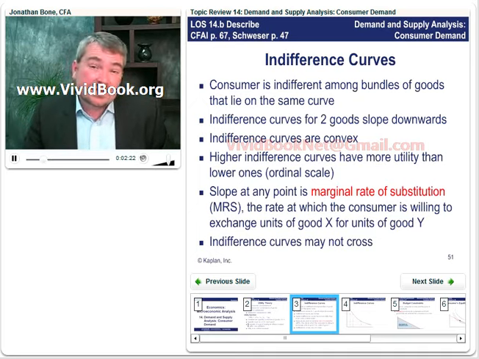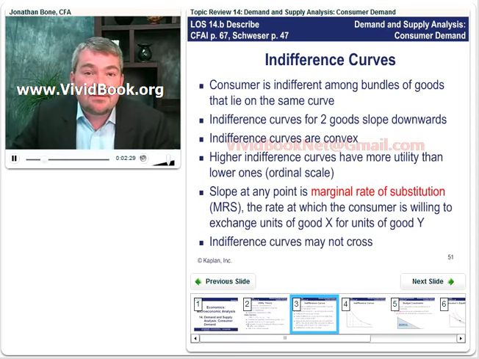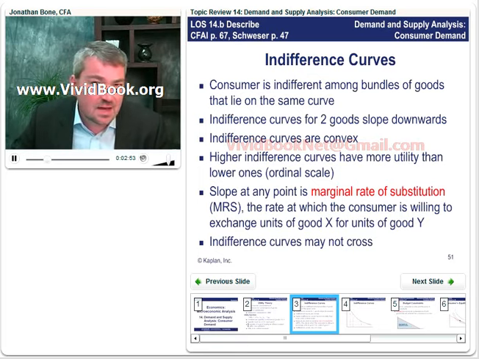Okay, so that does take us rather neatly to our next learning outcome that asks us to describe indifference curves. Now the basic of an indifference curve is really spelled out in its name, inasmuch that consumers will be indifferent between bundles of goods that lie on the same curve. And we're going to look at indifference curves for 2 products in a second. Now indifference curves for 2 goods are always going to slope downwards, and the indifference curves are always going to be convex to the origin as well. Higher indifference curves have more utility than lower ones.